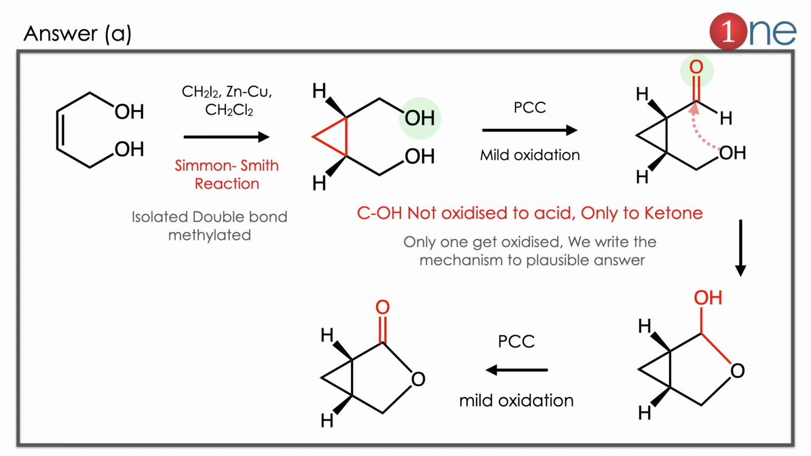Then the OH attacks the carbonyl carbon. So OH will be formed. Then after the secondary alcohol, you are using PCC with mild oxidation, you have a ketone there. So the answer is definitely A. Here you have to know 2 things. One is the Simmons-Smith reaction always methylates the alkene and PCC is a mild oxidizing agent. It converts to C=O, not COOH.